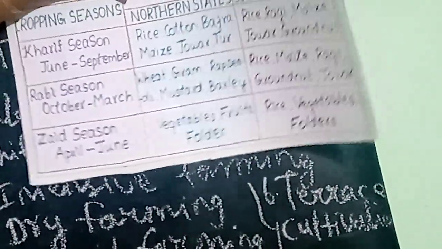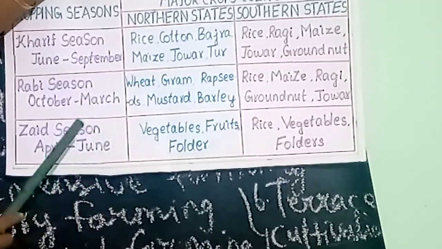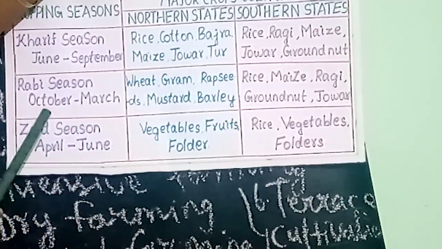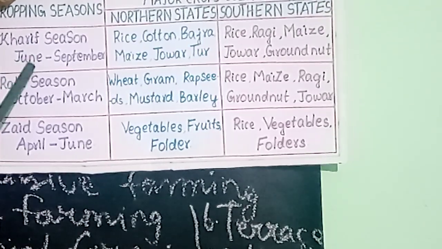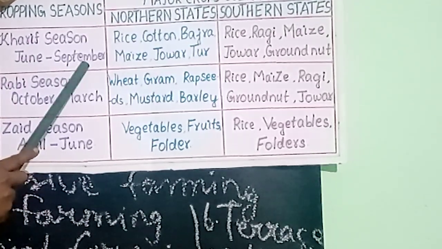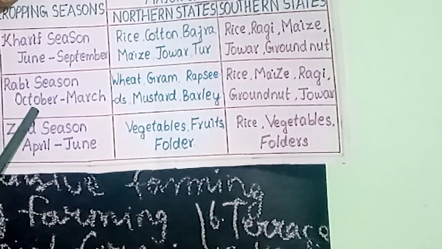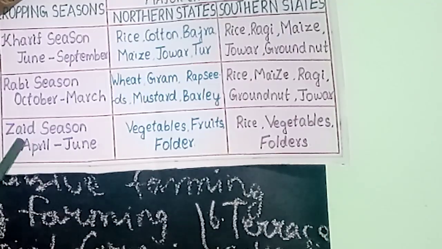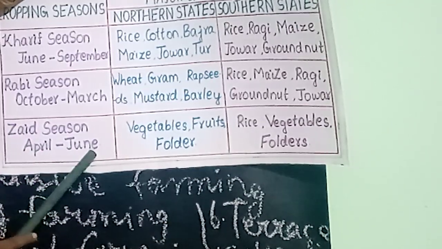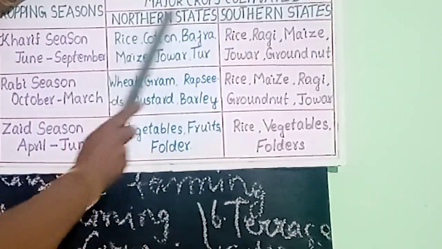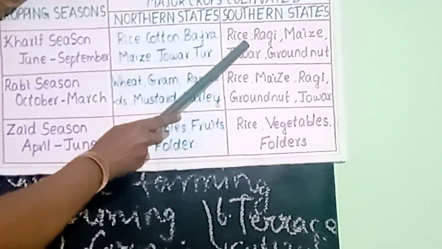These are the different cropping seasons in India. Once again I will repeat. There are three cropping seasons in India. The first one is Kharif season, the period is June to September. The second one is Rabi season, the period is October to March. The third one is Zaid season, the period is April to June. These are the crops they cultivate during these periods in northern states and southern states.